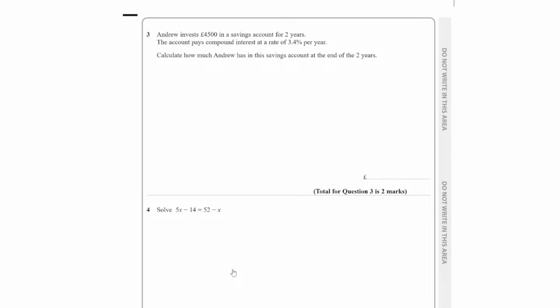I'm pretty sure you have it on your formula sheet, but if you've already memorized it, we need to take the initial amount or the principal amount, which is obviously the 4,500, multiply that by, in brackets, 1 plus the percentage as a decimal. So to convert it into a decimal, we obviously divide by 100. And then that bracket, you do to the power of the time. So in this case, it's 2 years.